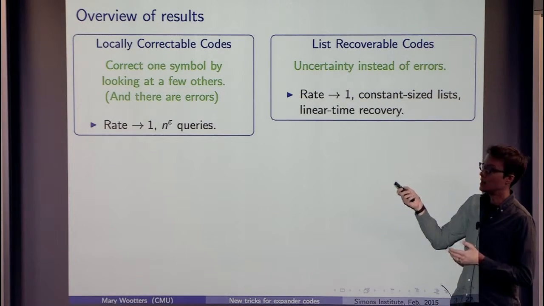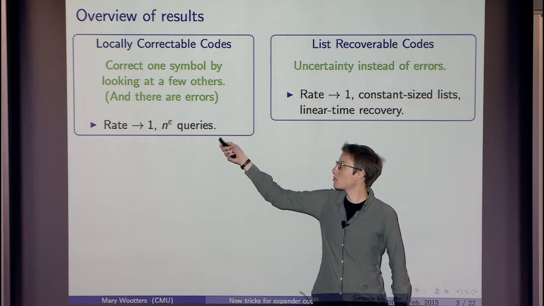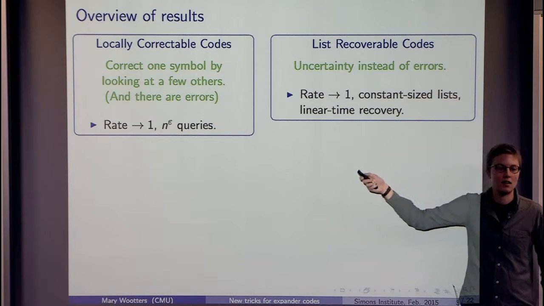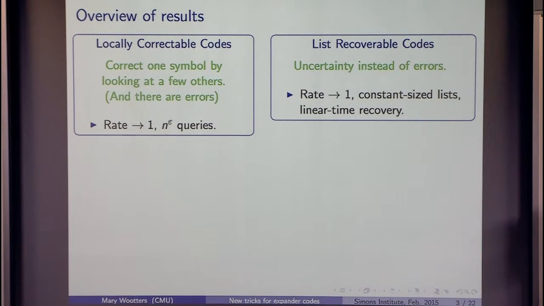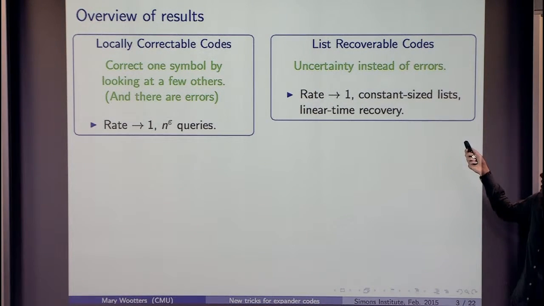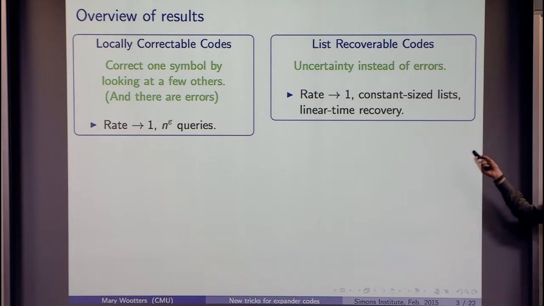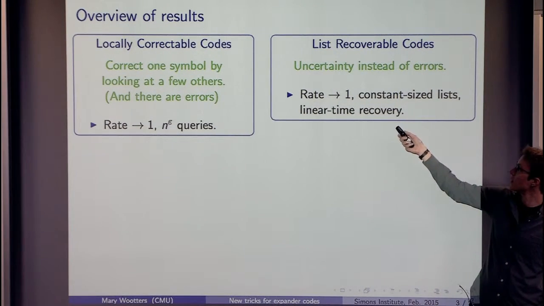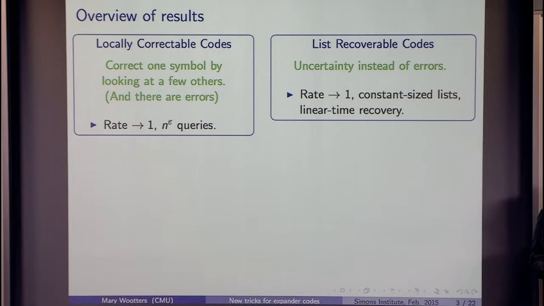And what we get in this harder model is codes with rate going to 1, and the number of queries you need to make, the locality, is n to the epsilon, where n is the block length of the code. So it's smaller than n. The other thing I'm going to talk about is list recoverable codes. List recoverability, very briefly, means that instead of errors, I have some sort of uncertainty. I'll quantify that more in a bit. And what we get here is, again, high rate codes, rate tending to 1, and linear time recovery is the punchline.